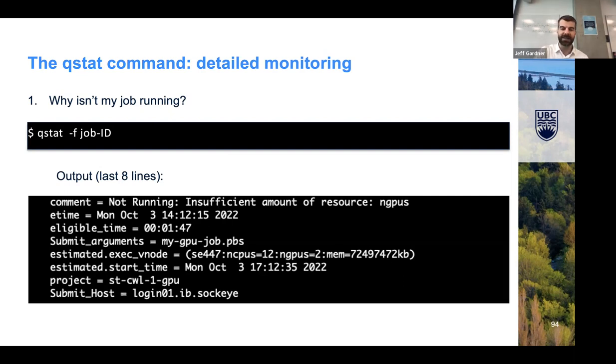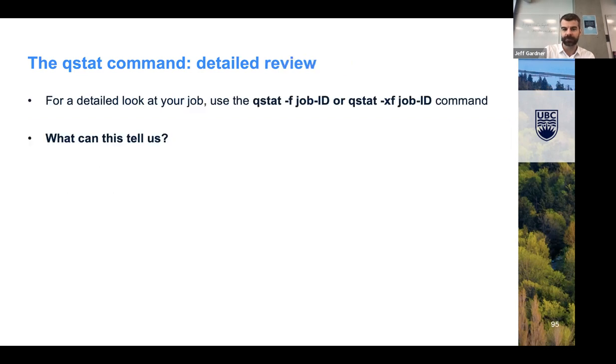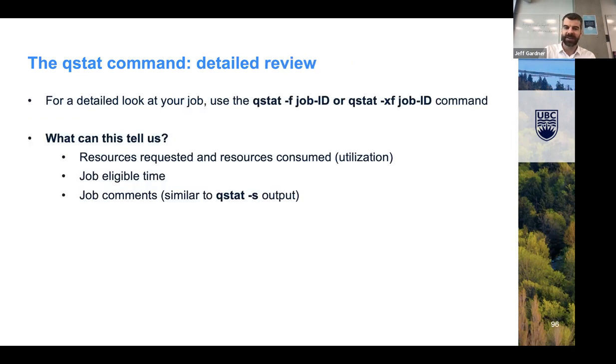So etime is the time your job was eligible to start running. So you're accruing this eligible time before your job runs. You may or may not see an estimated start time. That's not hard and fast. Sometimes that'll happen as you get closer to your job, and your job should start around this time, but don't hold us or the system to that. So what can this tell us? The resources you've requested and those you've consumed, your job eligible time, and job comments similar to the qstat -s output.